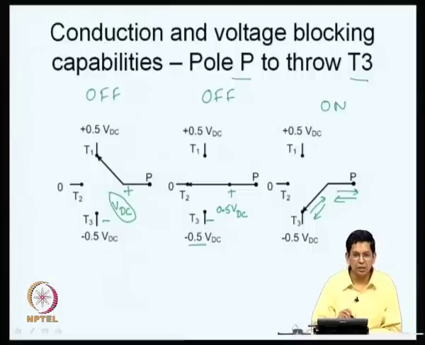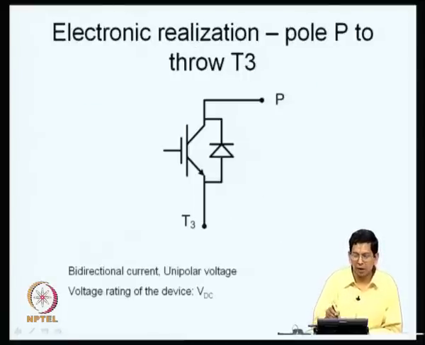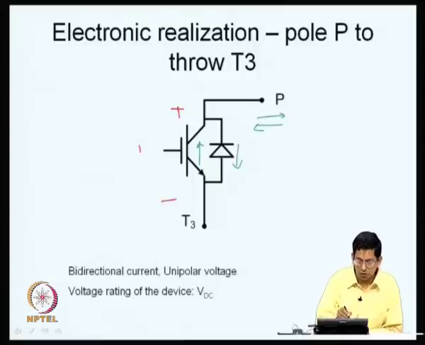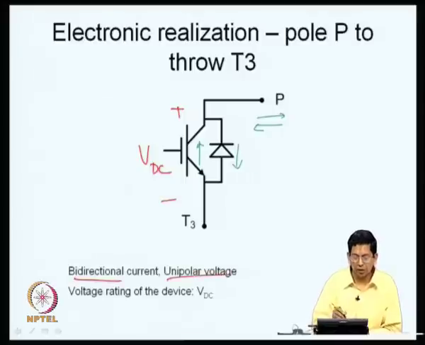So, what you need is a set of switches which are capable of conducting in both the directions here between P and T3, and when they are in the off state, they should be capable of blocking a potential equal to VDC. This is what we might need, quite similar to what we got before. If it is conducting, these can conduct in these two directions. If it is blocking, it can block a potential like this. So, it is bidirectional current and unipolar voltage, and the voltage rating required is VDC. Right.